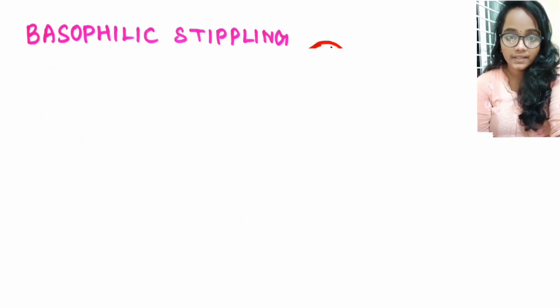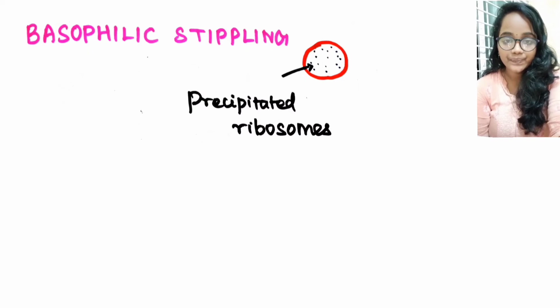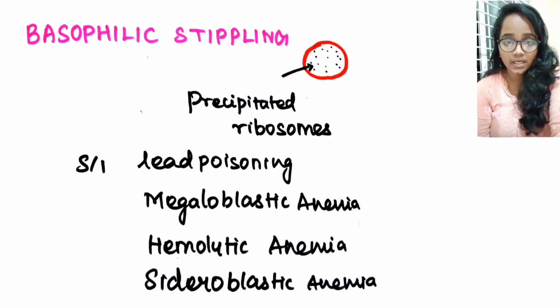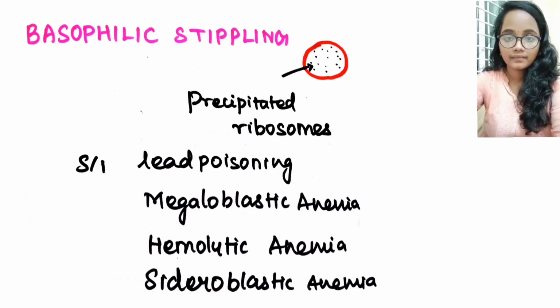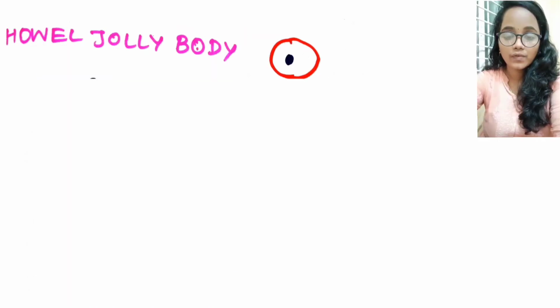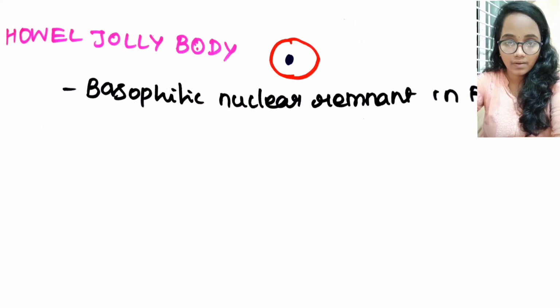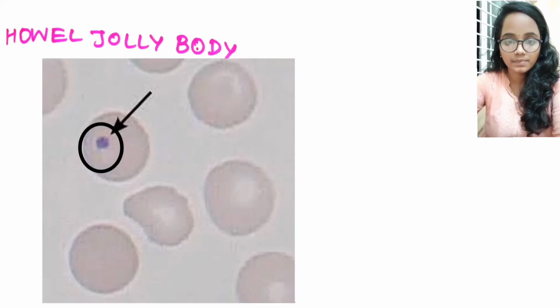Basophilic stippling. These are RBCs with some bluish material in them. It is actually precipitated ribosomes. It is seen in lead poisoning, sideroblastic anemia, megaloblastic anemia and hemolytic anemia. Howell-Jolly bodies are basophilic nuclear remnants in RBCs. They are seen in megaloblastic anemia, hemolytic anemia and post-splenectomy.